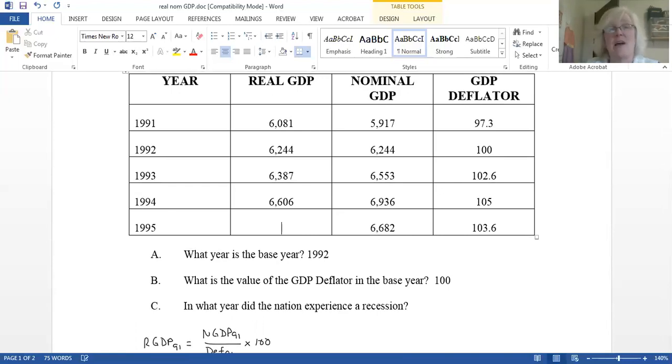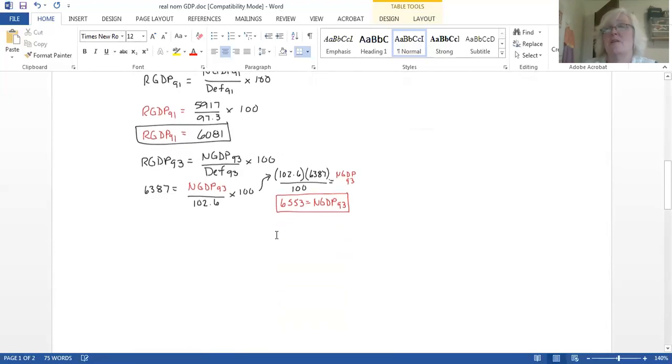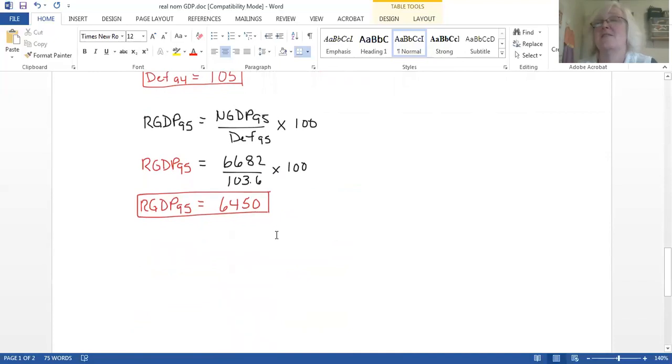Now back to 95. We've done these problems all the possible ways, right? We've solved for real, we've solved for nominal, and we've solved for deflator. So this is just another practice, just one more time, to solve for real. Given nominal and deflator for 95, can you solve for the real GDP in 95? I have the math already done for you. Set up your formula, same formula.